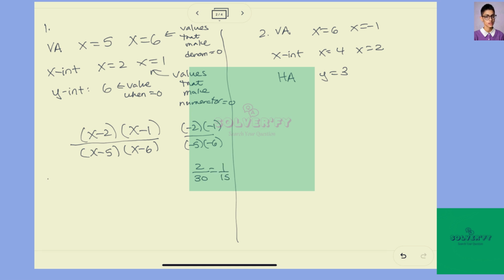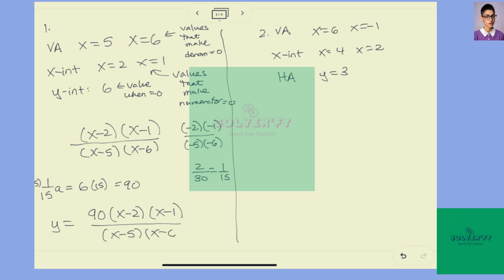So I want to know, what do I multiply 1/15 by so that it equals 6? Multiply both sides by 15, and you're going to get 90. So my function is going to be y equals 90 times x minus 2 times x minus 1 over x minus 5 times x minus 6.